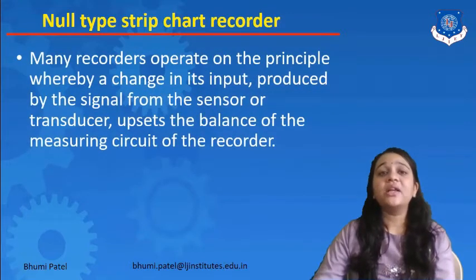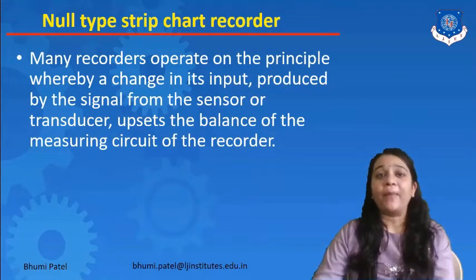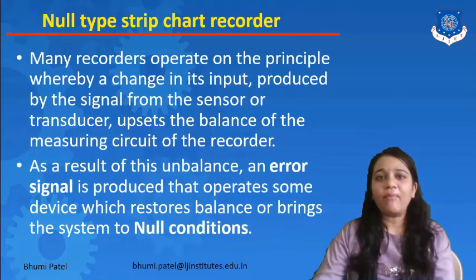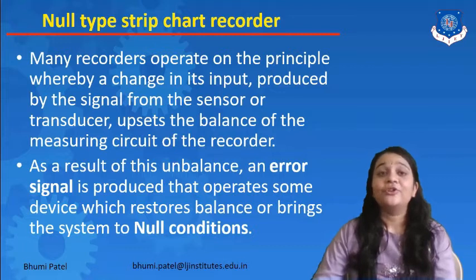Next is the null type strip chart recorder. Many recorders operate on the principle whereby a change in input, produced by the signal from the sensor or transducer, upsets the balance of the measuring circuit of the recorder. As a result of this unbalance, an error signal is produced that operates some device which restores balance or brings the system to the null condition. Generally, null type strip chart recorders are used for closed loop systems.